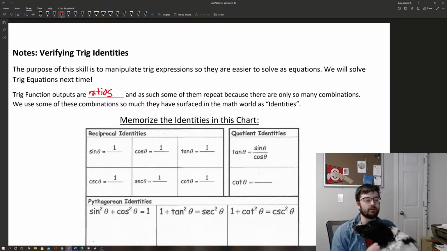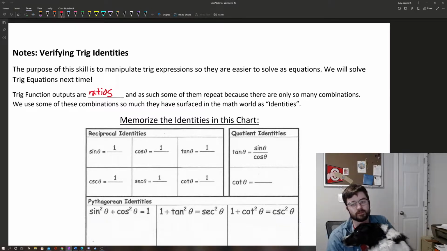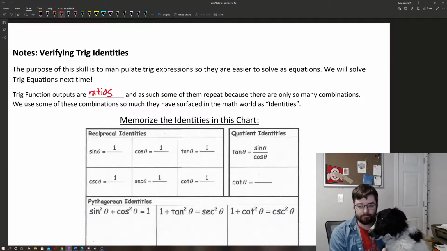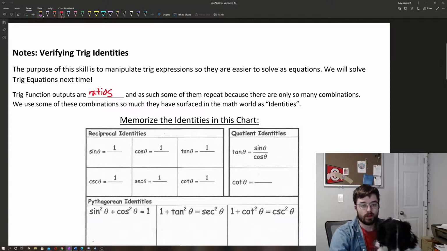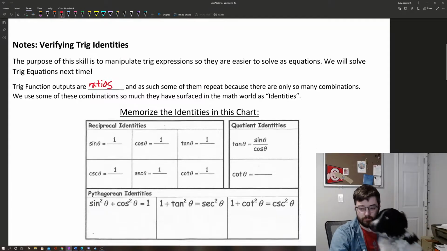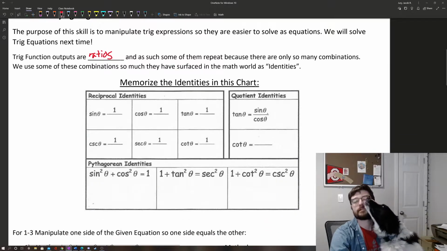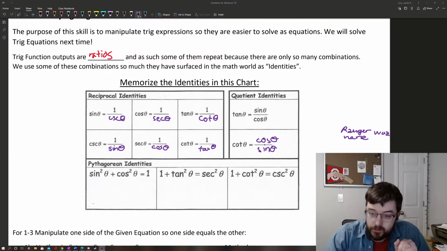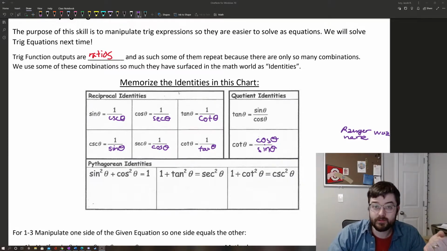And because they're ratios, some of them repeat, and there are only so many combinations. So a lot of them have just surfaced as identities. So we have these identities in this chart, and I'm going to fill out these reciprocal identities and quotient identities, and you might already know them already, so we'll chat about them here as I fill them out. Alright, so there we have the reciprocal identities filled in and the quotient identities filled in.